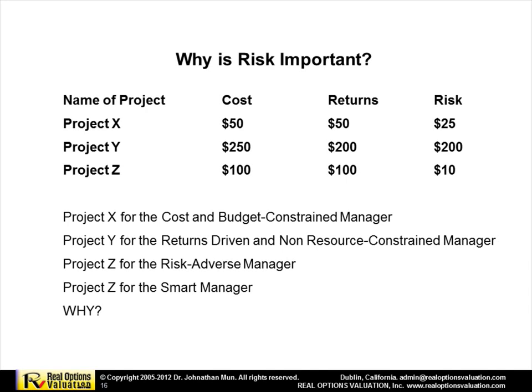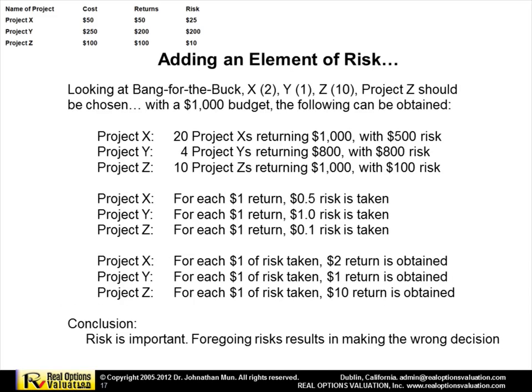Now imagine adding 20, 50, 100, 200 more projects into the mix, you've got a problem. Which ones do you choose and why? If you happen to be a smart manager, you would choose project Z in this case. So the question is why? The same numbers that we saw previously are listed up here again for your easy reference.